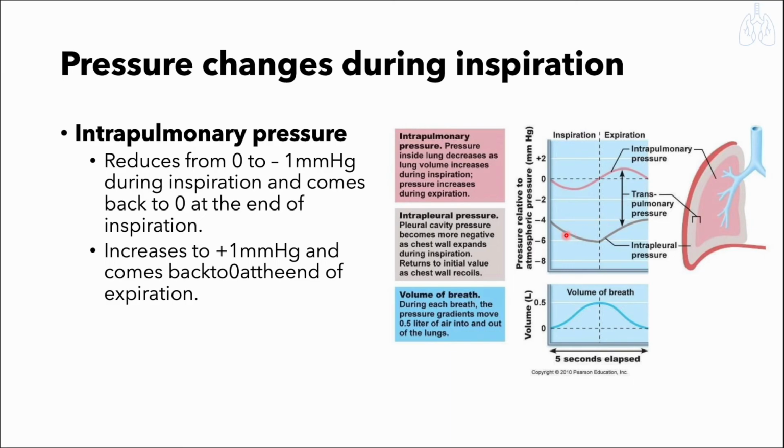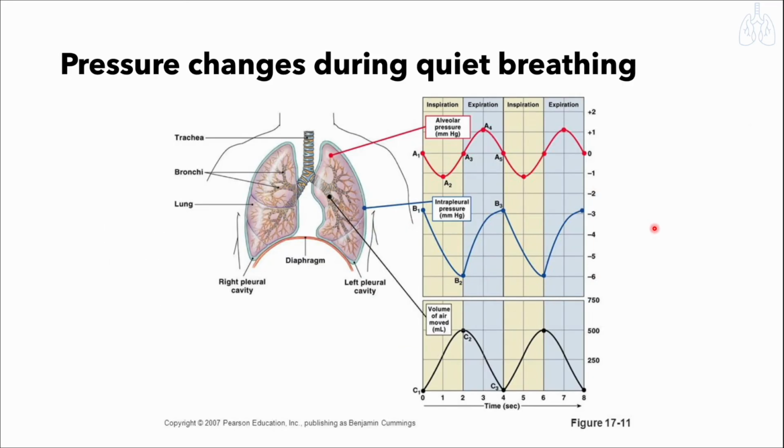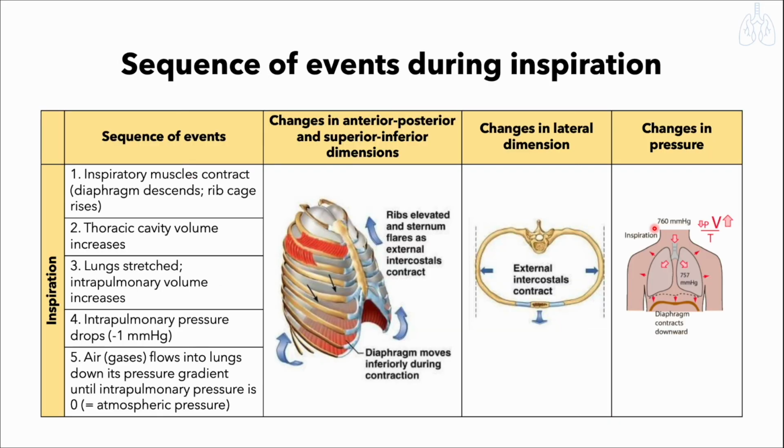Alright, so we have another one. This one is the intrapleural pressure. Intrapleural pressure basically starts at minus 4, as I said earlier. So when you inhale, it becomes more negative, minus 5 and so on. This is just the summary of the pressure changes during quiet breathing.